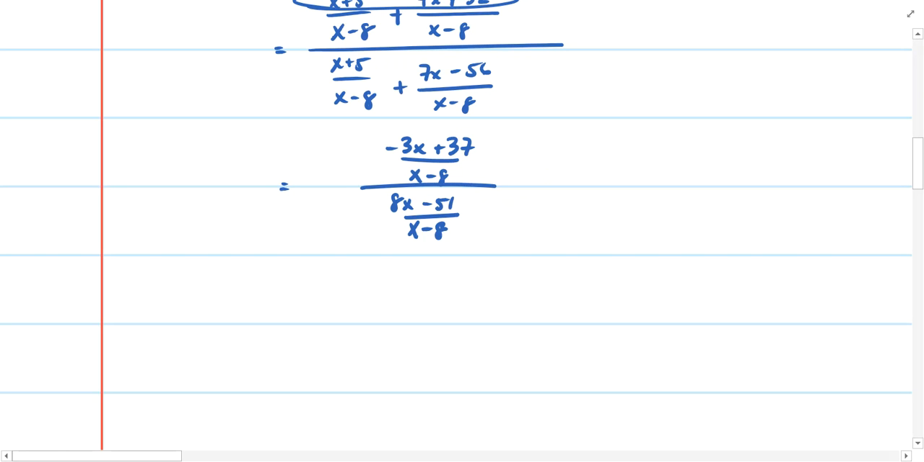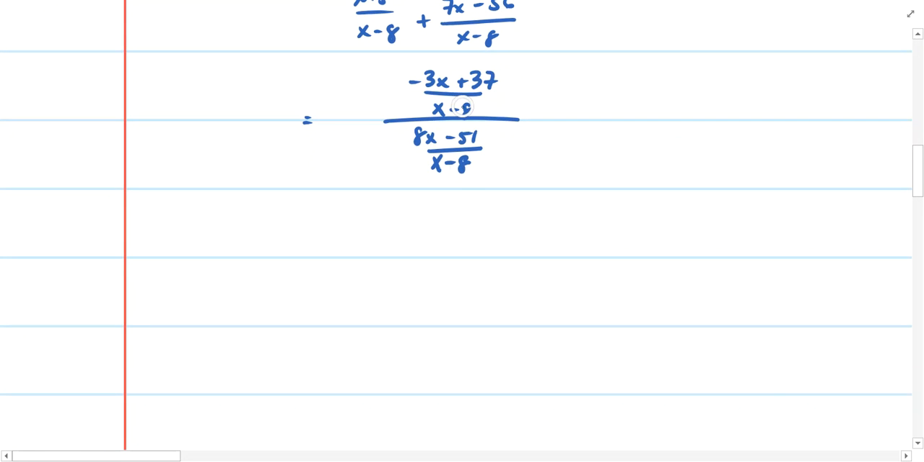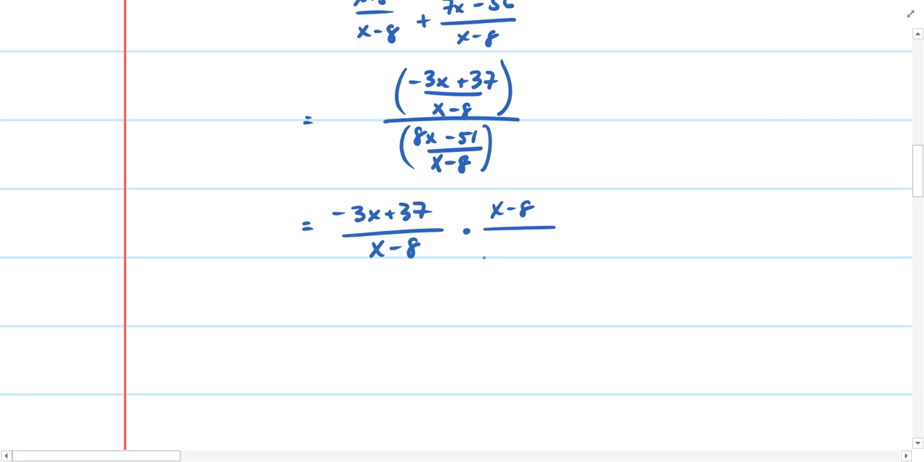Now, if the denominators within each component of this fraction were different, then I would definitely recommend rewriting this as a product instead of a quotient. And we would have negative 3x plus 37 over x minus 8, because that's our numerator. And when we divide by another fraction, that's essentially equivalent to multiplying by the reciprocal. And the reciprocal of this denominator is x minus 8 divided by 8x minus 51.